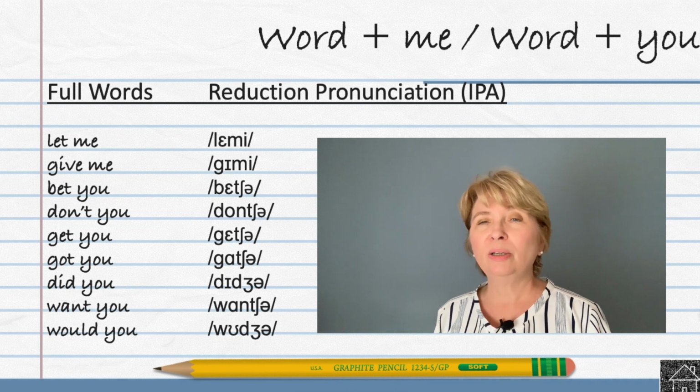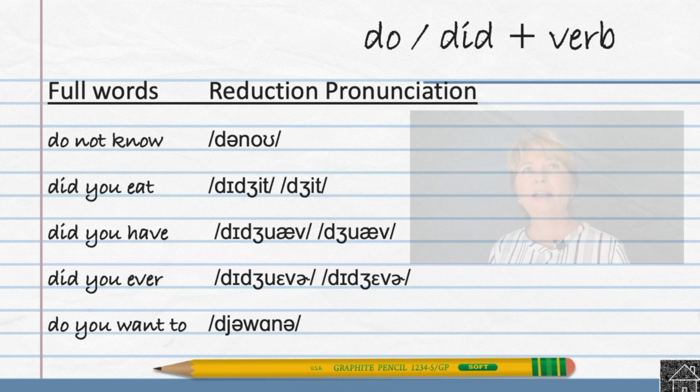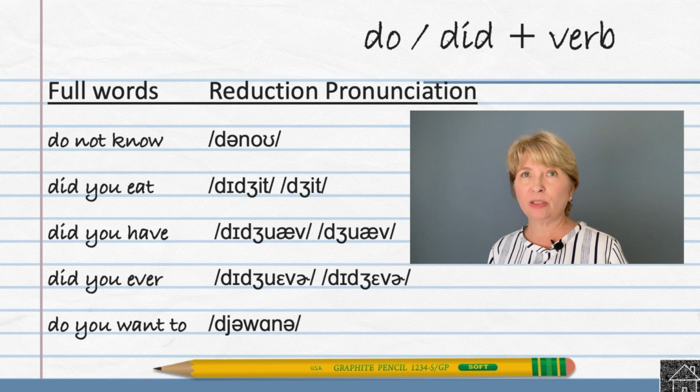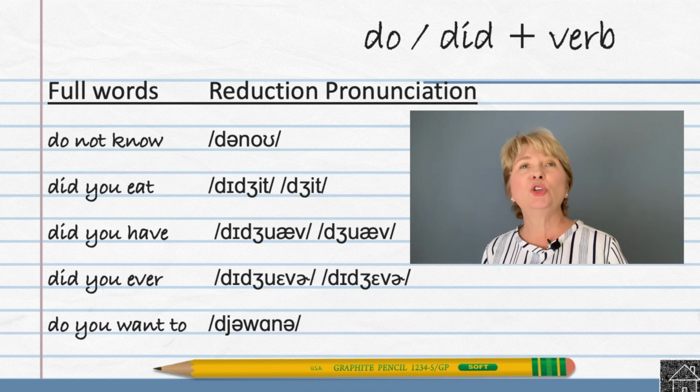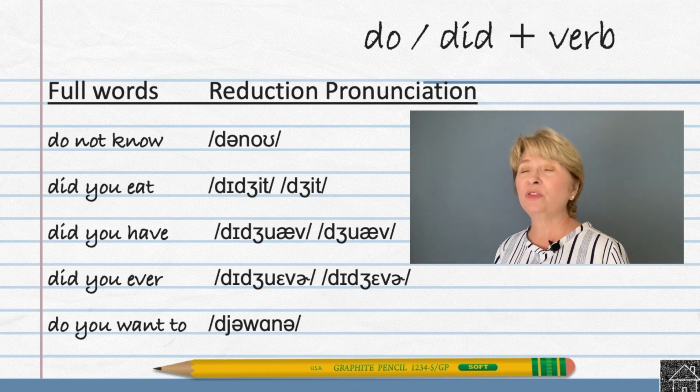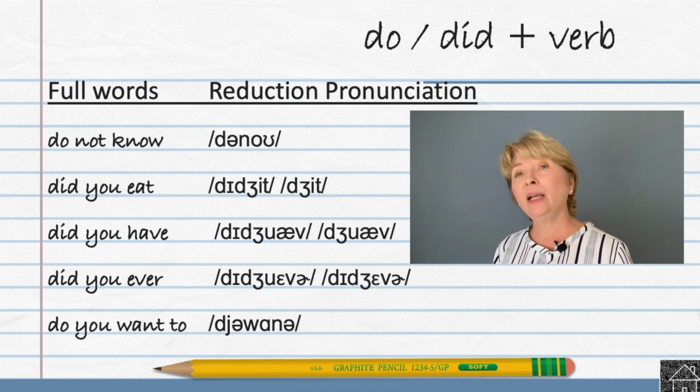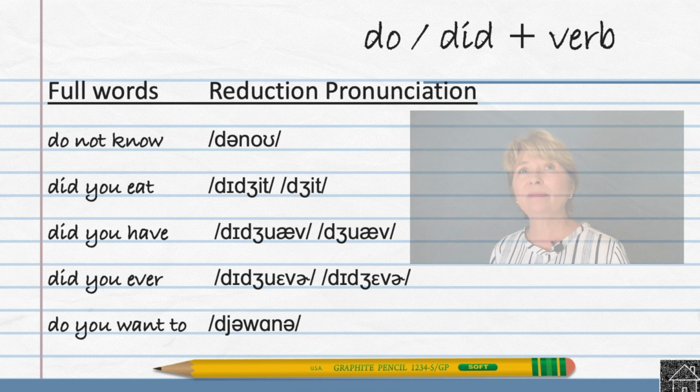Do or did plus a verb. Now we've come to 3-word reductions using do or did plus a verb. The first one here is so common. Everyone says, I don't know, when asked if they know something and they don't know the answer. I have a cousin in the South where I come from who once schooled me on the way to ask if someone has eaten. He said, "Jeet?" I tend to say, "Did you eat?"